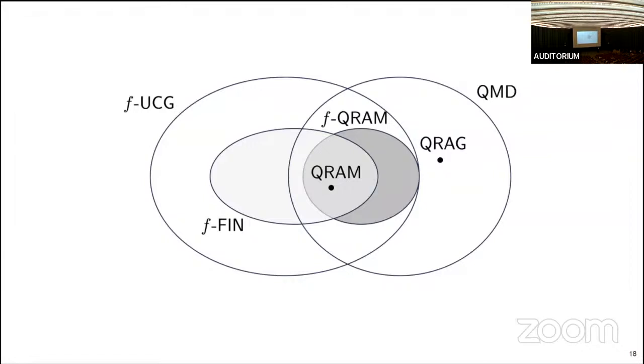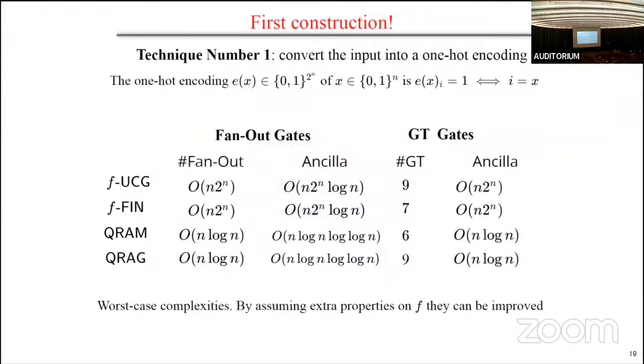There are some classes here, these quantum memory devices and FQRAM, which we define in our paper, but I'm not going to talk about it. As you can see, an FUCG is a very broad class that encompasses FNIN and also QRAM, but not all gates. For example, QRAG is not part of FUCG.